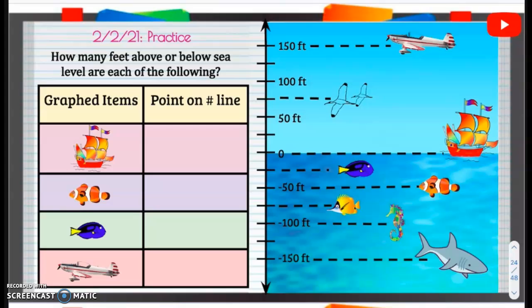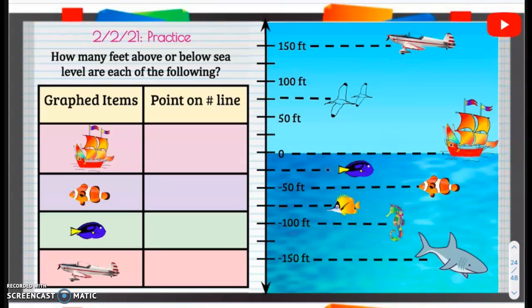So we have that sky, we've got some birds, we've got a plane. We've got the boat that's at sea level. They're out at sea. Haha, that's why they call it at sea level. Well, I don't know if that's why, but that sounds pretty good. Then we have Dory, we have Nemo, we've got another fish, a friend, we've got a seahorse, and we've got a shark. Shark attack!